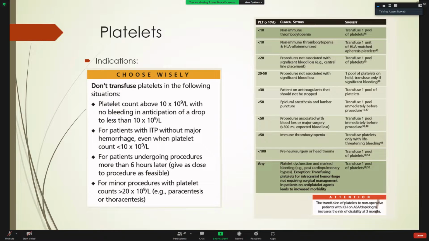If it was less than 50, usually we give the platelets for epidural anesthesia, lumbar procedure with blood loss or major surgery more than half a liter, or patient with immune thrombocytopenia. And below that, it is usually indicated below 20.